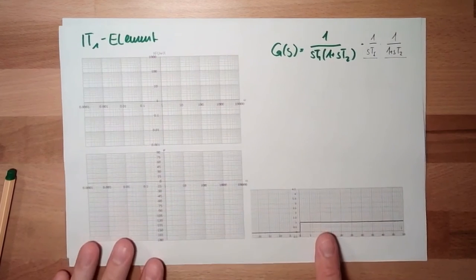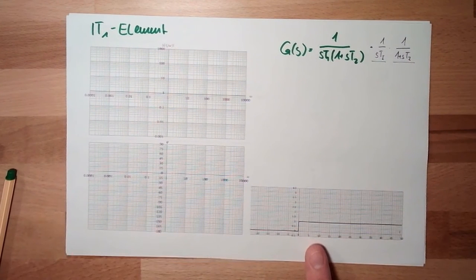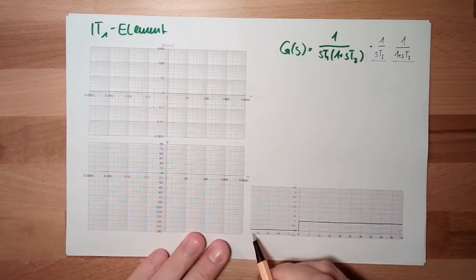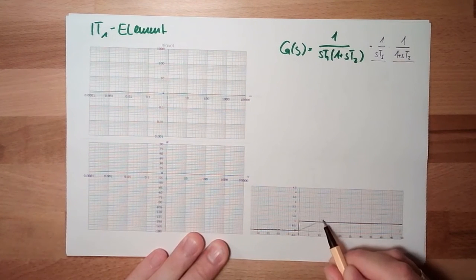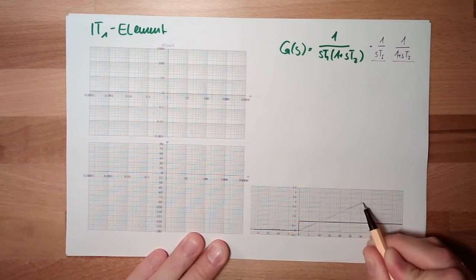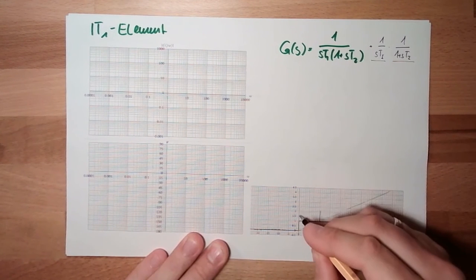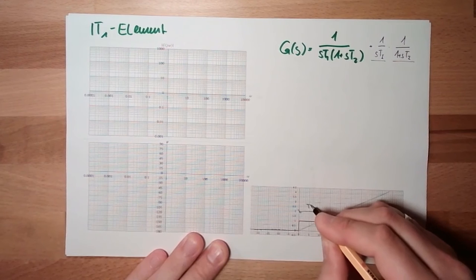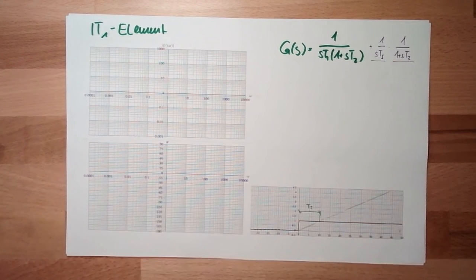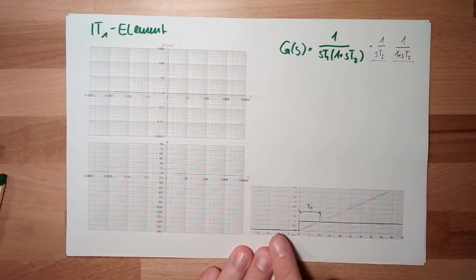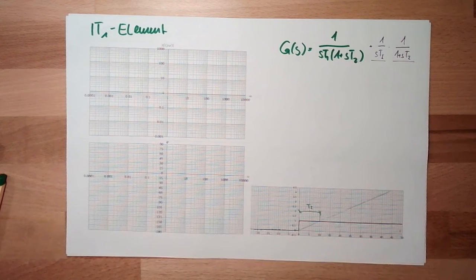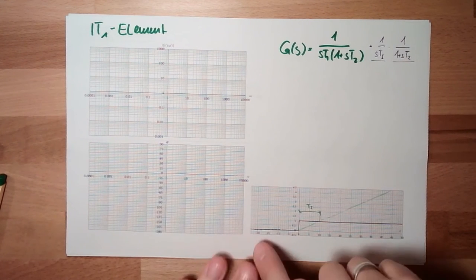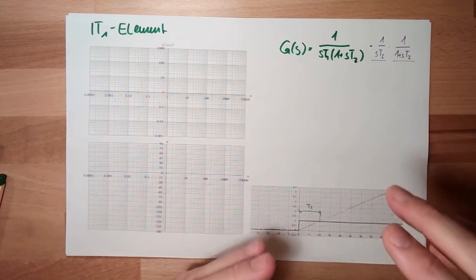Let's remember the step response of an I element. It is here 0. Then we're starting to pile up. Here we have this Ti. This was the step response of a PT1 element. Now, what will a PT1 do with this? This is the I element, and what will a PT1 element do with this?